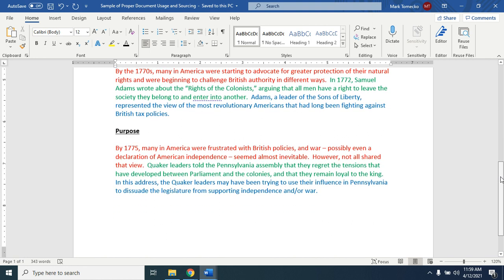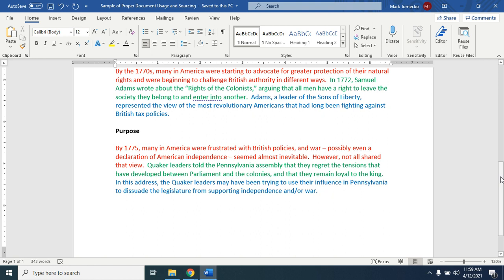And then finally, purpose. With this one, I use the document from the Quakers. So by 1775, which is a critical year, that's when Lexington and Concord, the first battles break out. We're at war. We're getting a lot closer to that Declaration of Independence. Things are heating up. By 1775, many in America were frustrated with British policies, and war, maybe even a Declaration of Independence, seemed almost inevitable. However, not all shared that view.